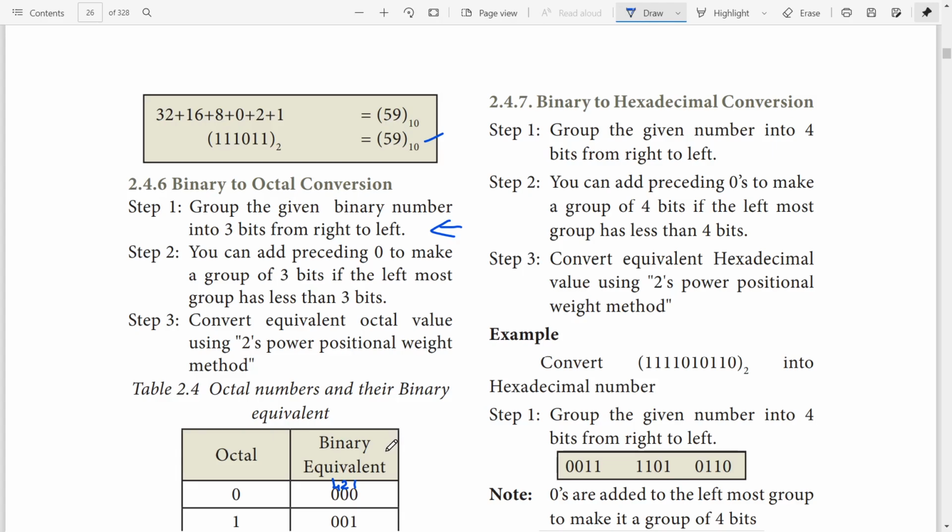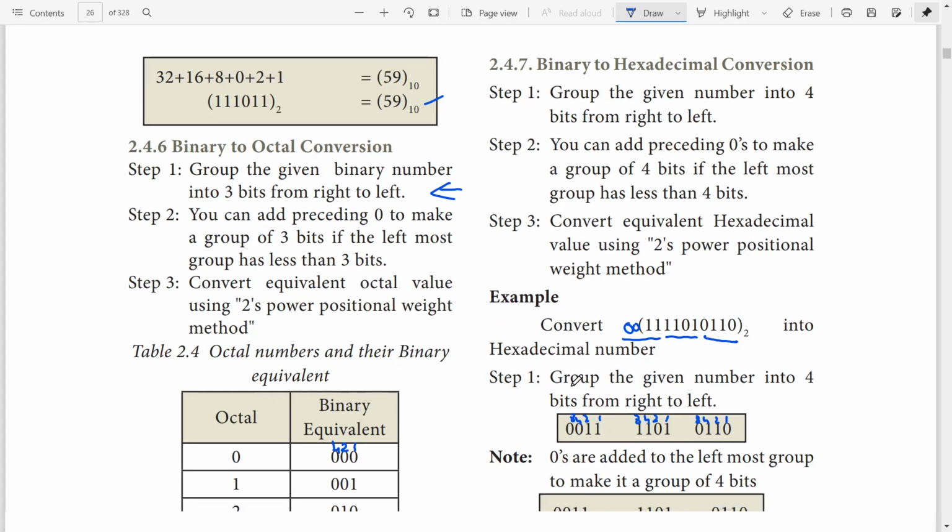Same procedure, but here we are going to convert it as 4 digits. First 4, next 4, and last 2 is remaining. So we are going to add extra 2. Okay, the corresponding values are 1, 2, 4, 8, 1, 2, 4, 8, 1, 2, 4, 8.